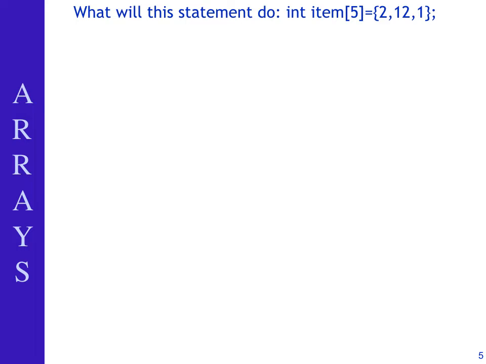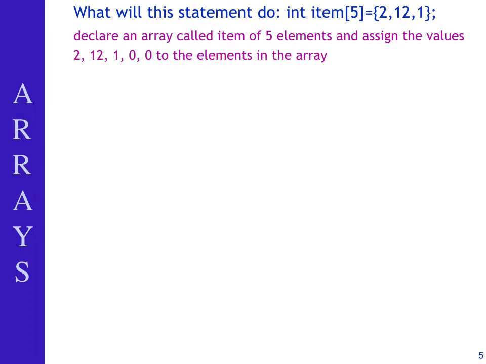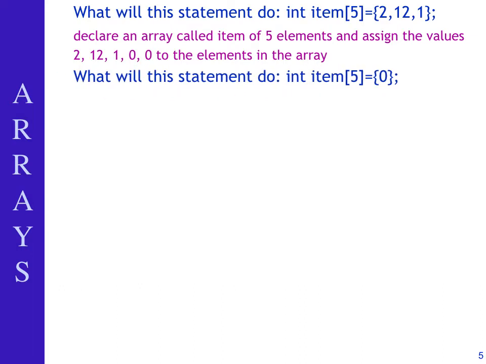What will this statement do? We have int item[5], so we're declaring here 5 elements and listing 3 values to be initialized. We're going to declare an array called item with 5 elements and assign the 3 values that are listed there: 2 for index 0, 12 for index 1, 1 for index 2, and then the other 2 indexes would be 0 because there's no value over there.